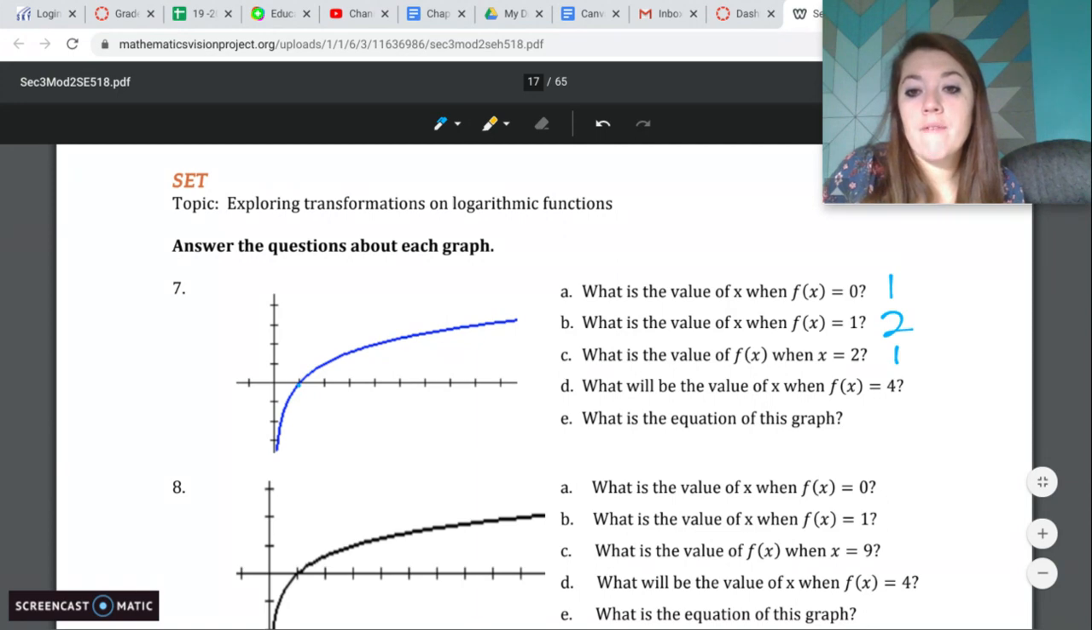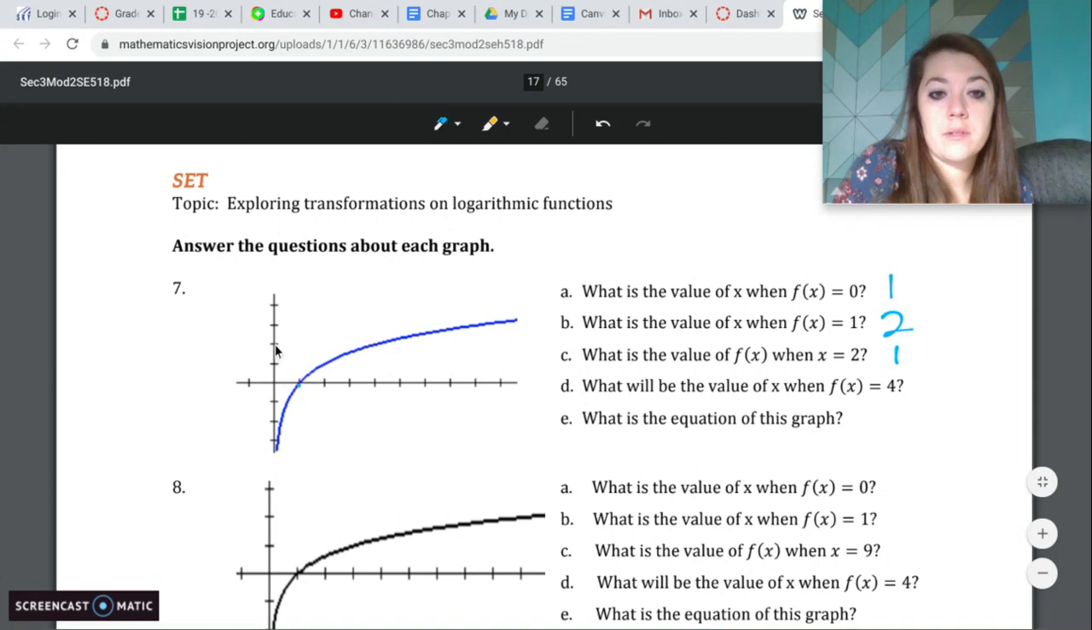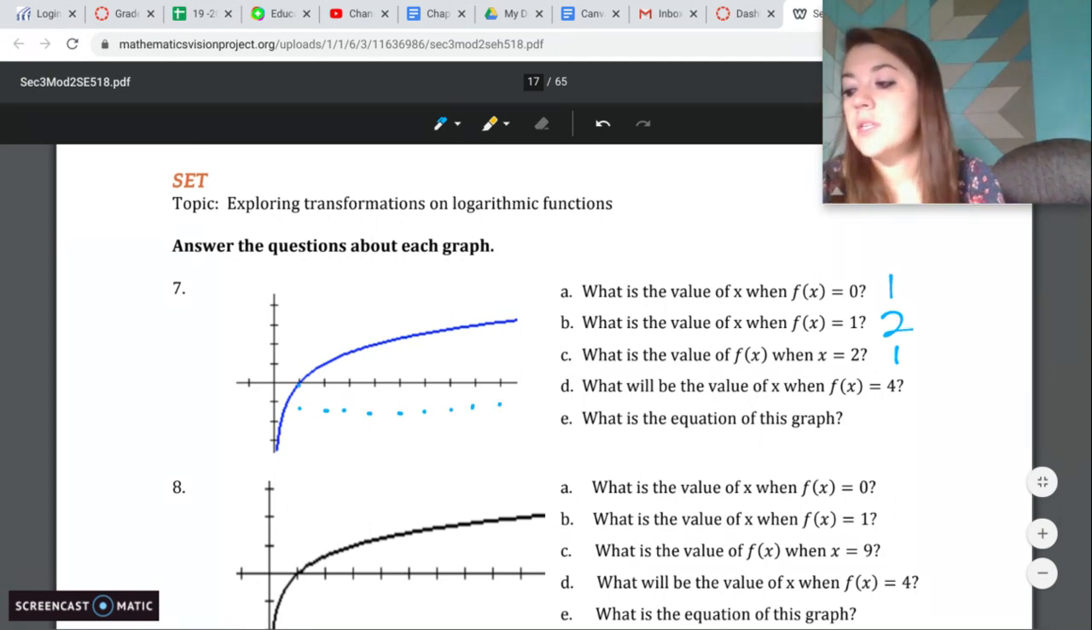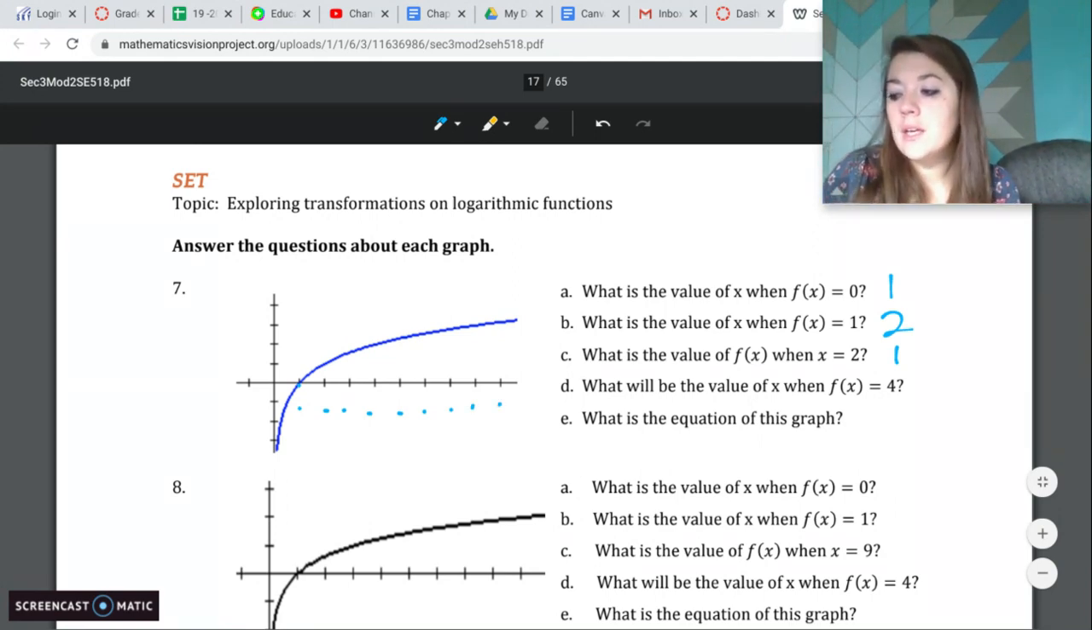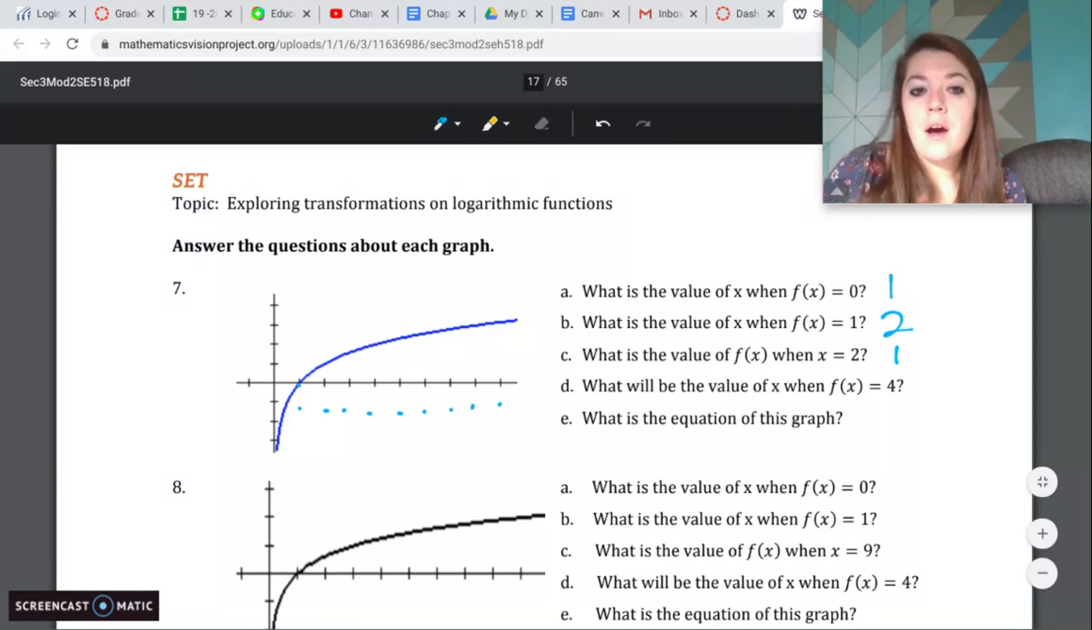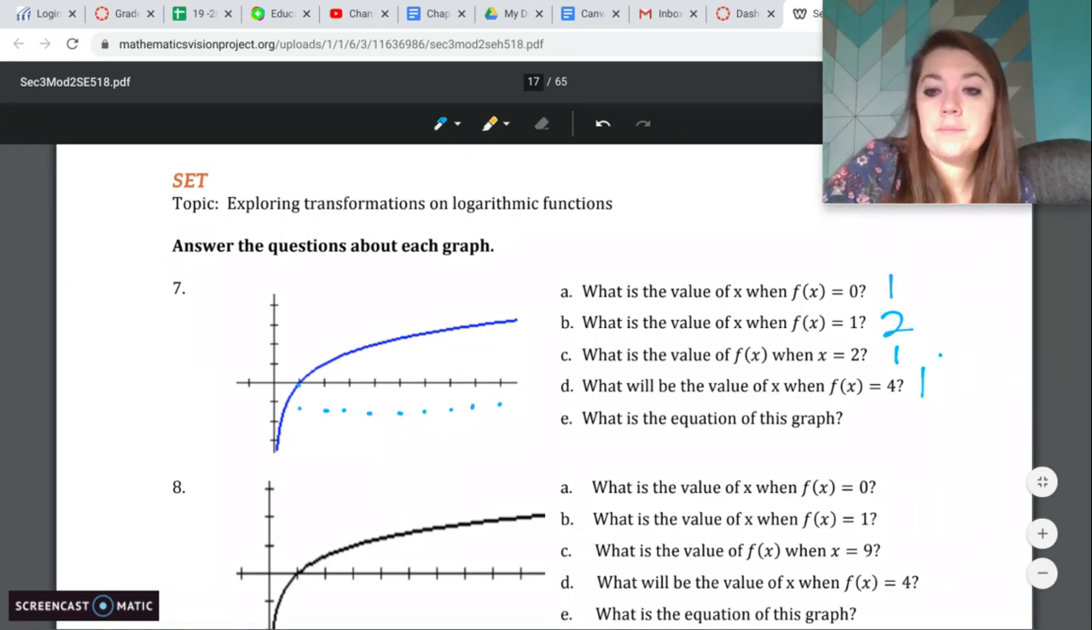What will be the value of x when f of x equals 4? So we're at 1, 2, 3, 4. Extending it out, notice we're not quite there yet, and we're at 1, 2, 3, 4, 5, 6, 7, 8, 9, and we're still not quite to it. But based on what we're looking at here, if our first term is at 0, our second term is at 1, then we're looking at taking each value. So 4 would get us to 16.